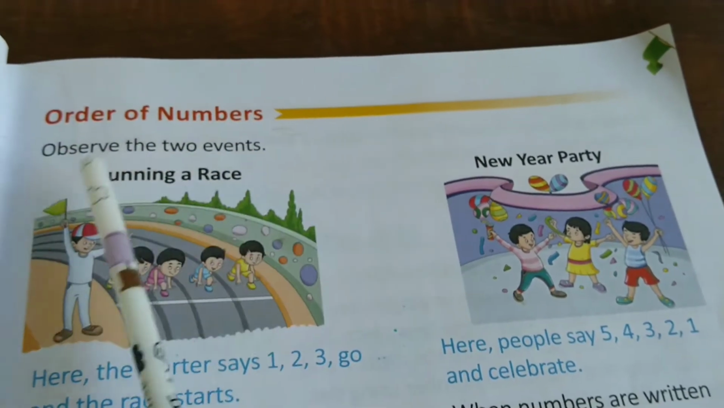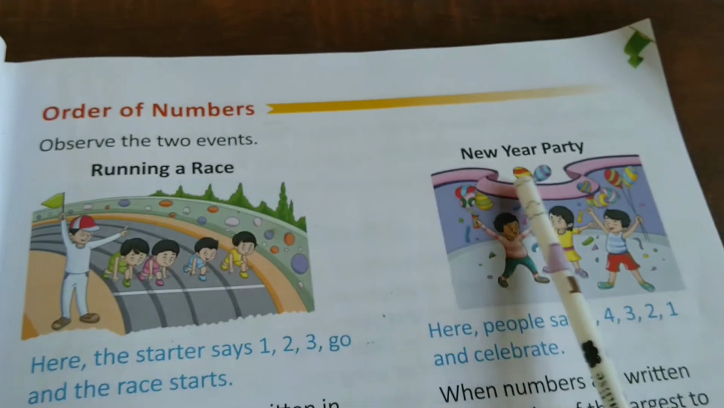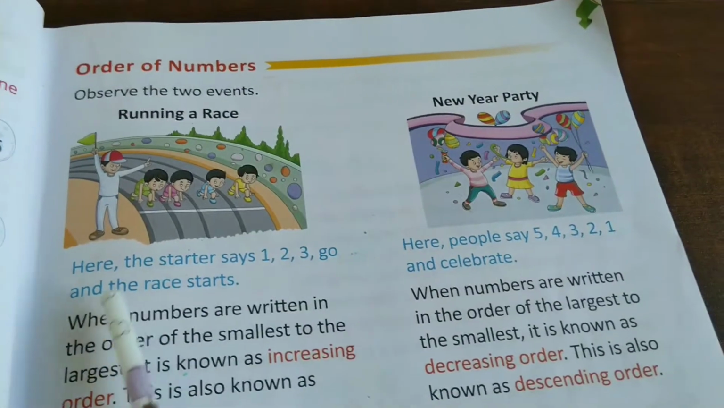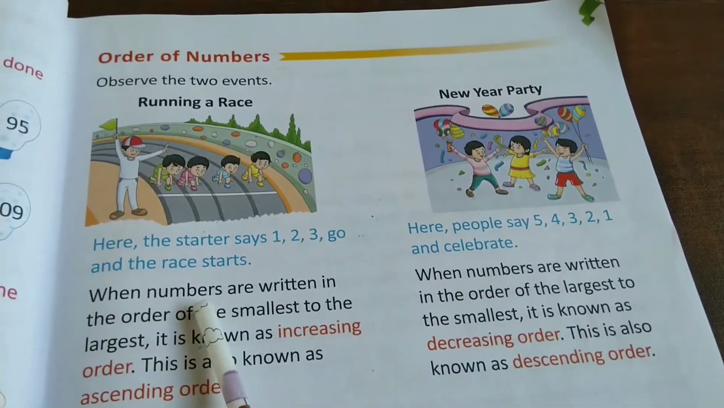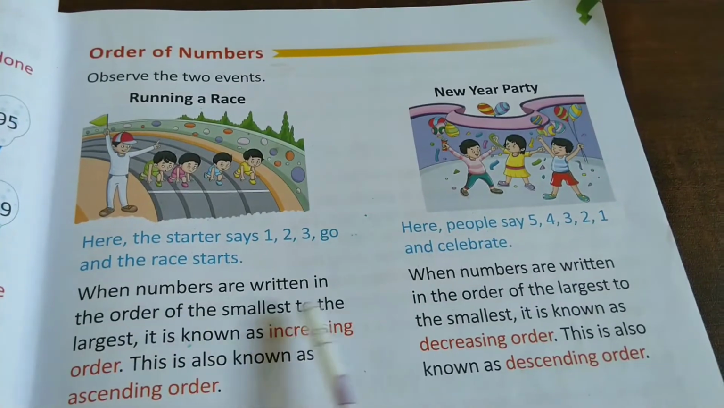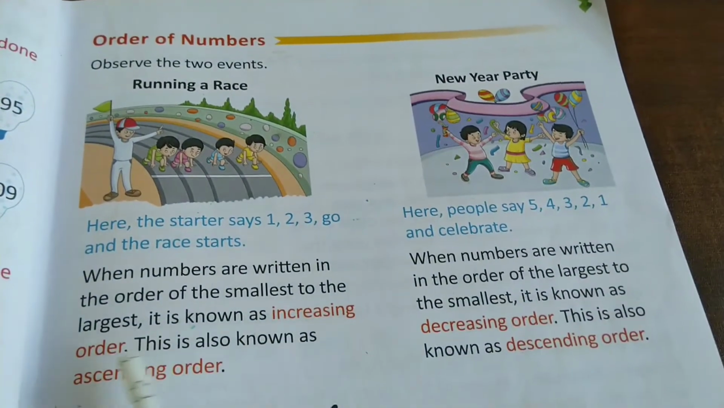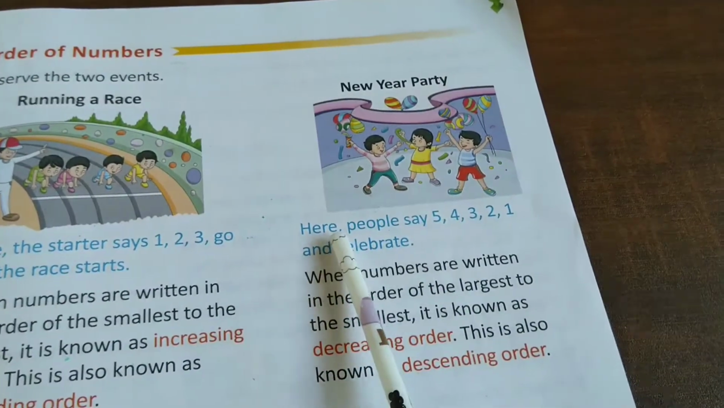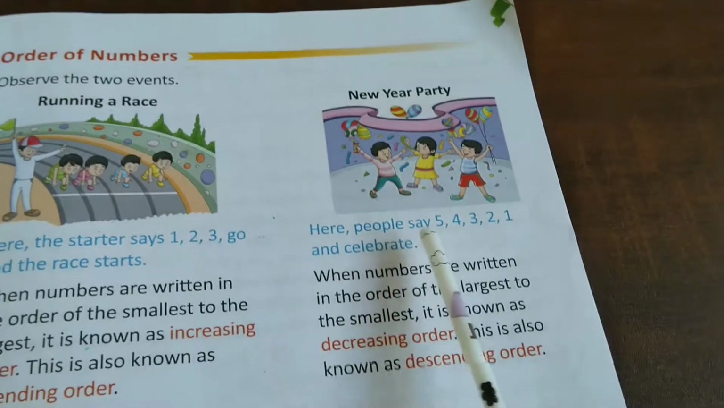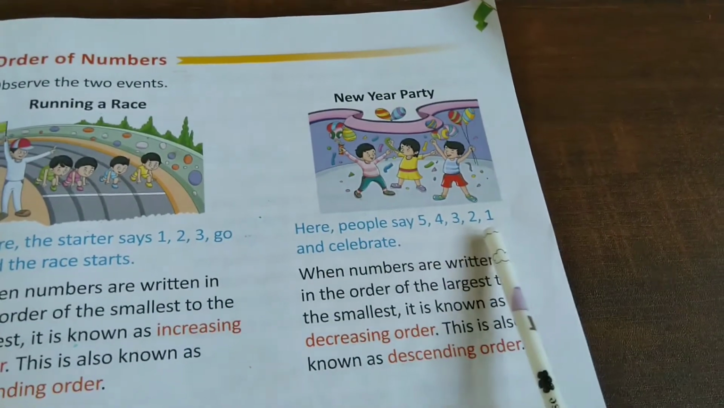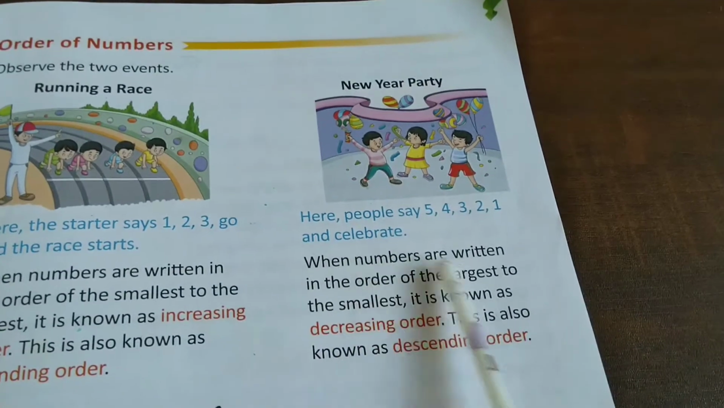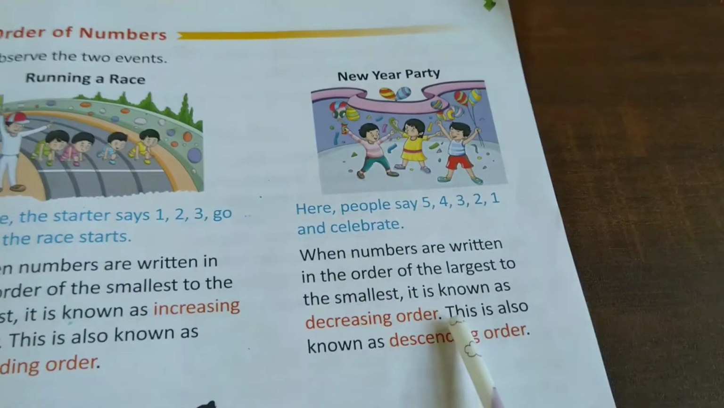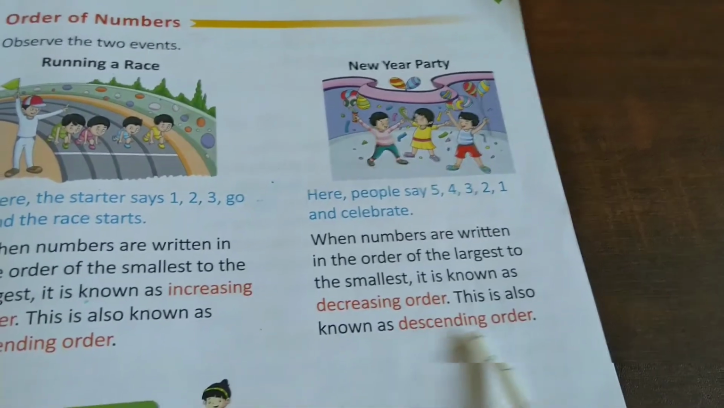Order of numbers. Observe the two events: running a race, New Year party. Here the starter says 1, 2, 3 go and the race starts. When the numbers are written in order of the smallest to the largest, it is known as increasing order. This is also known as ascending order. New Year party. Here people say 5, 4, 3, 2, 1 and celebrate. When numbers are written in the order of the largest to smallest, it is known as descending order. This is also known as descending order.